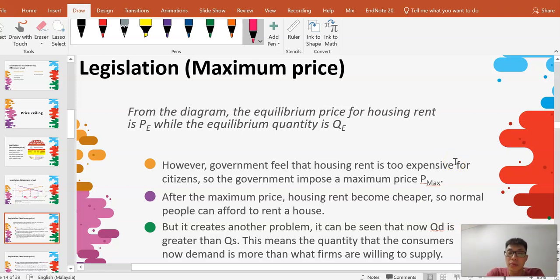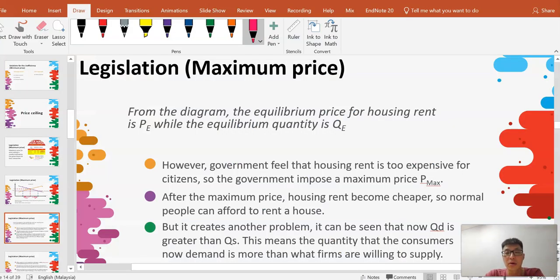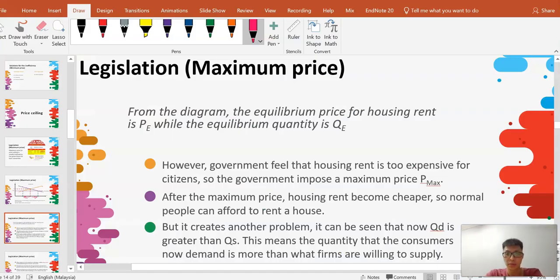I will still share with you how we write a direct effect. Referring back to the diagram, the equilibrium price for housing rent is PE, equilibrium quantity is QE. Right? Referring to here, you can see that my P is 180, my Q is something that I did not label. Notice that in here, P and Q are no longer so important for labels. What we want to find out is whether you know where to draw the maximum price and QD and QS or not.